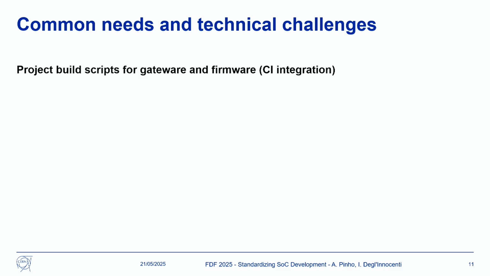Then the other questions were regarding what are the common needs and the technical challenges for these projects. One of the things was how to build your project in a standard way, how to keep your repo, and how to integrate a CI for a system on chip project. Then how to boot your system, and how to boot it from the network when you use it in the accelerator infrastructure. How can we share IPs?